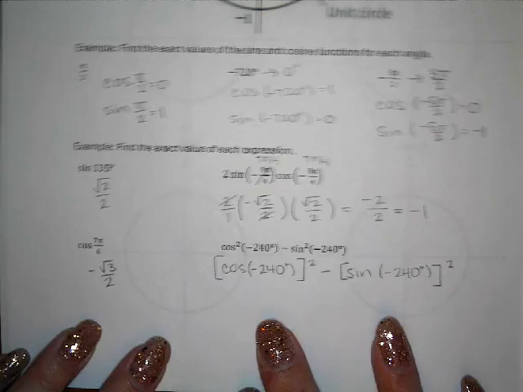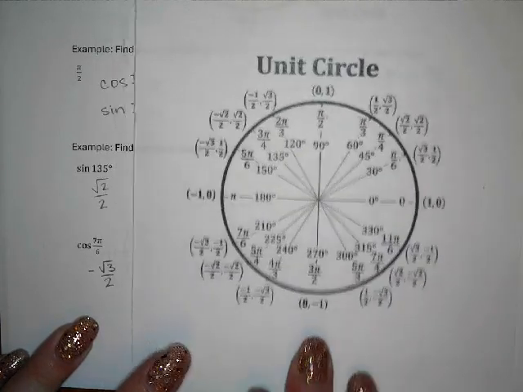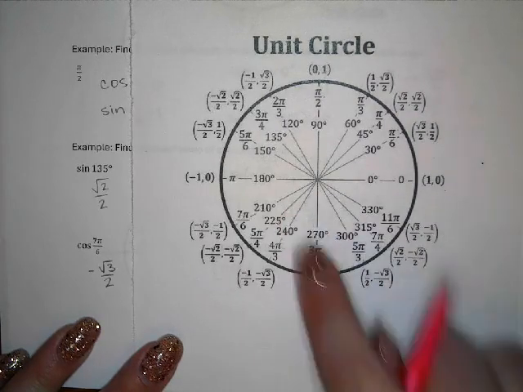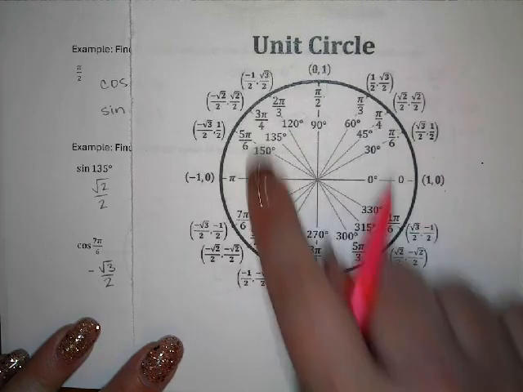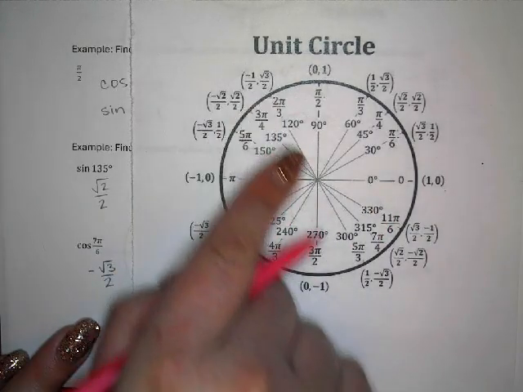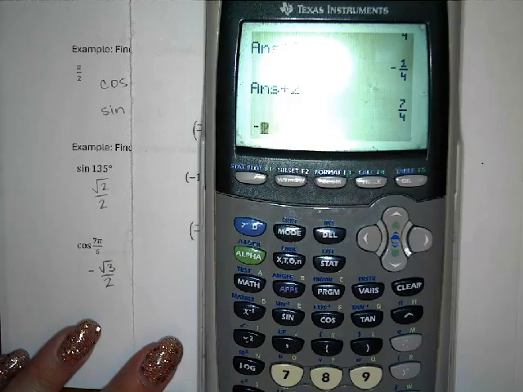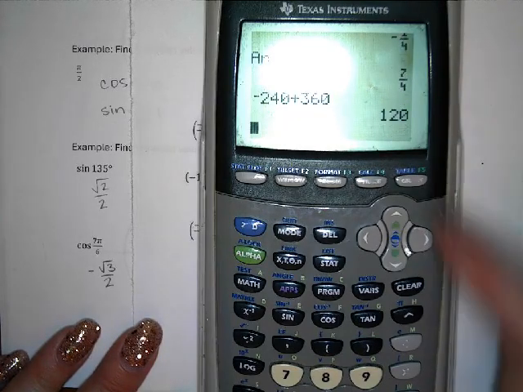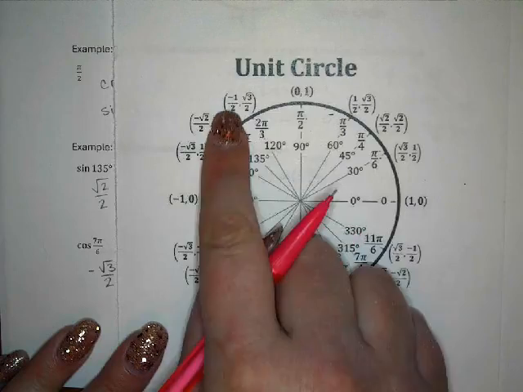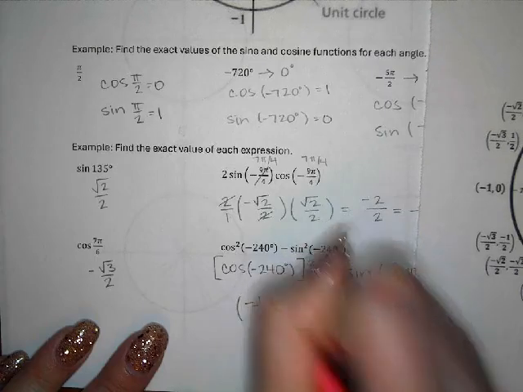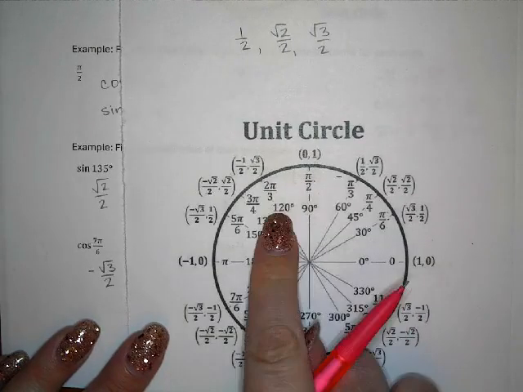Okay, so cos of negative 240 degrees, if this is positive 240 degrees, then negative 240 degrees would be the same amount, just gone backwards. So negative 240 degrees would be this up here, positive 120. I can also just take negative 240 degrees and add a full circle to it to find the coterminal angle, 120 degrees. So cos of 120 is negative 1/2. So I have negative 1/2 squared. And then sine of 120 is √3/2.